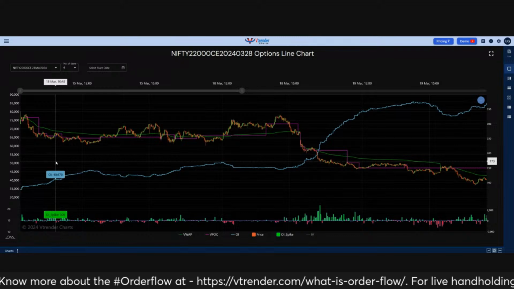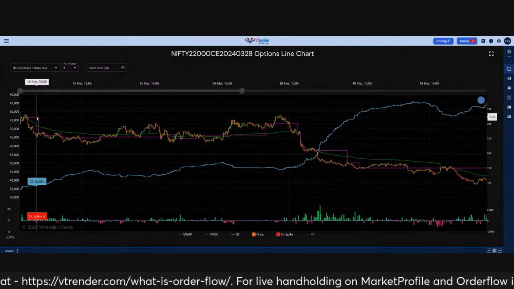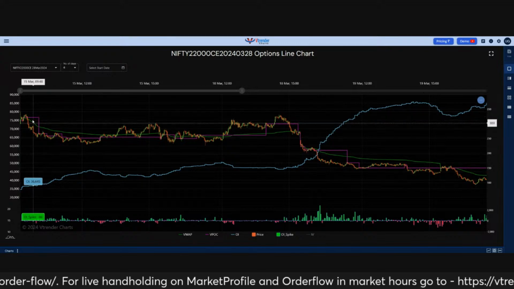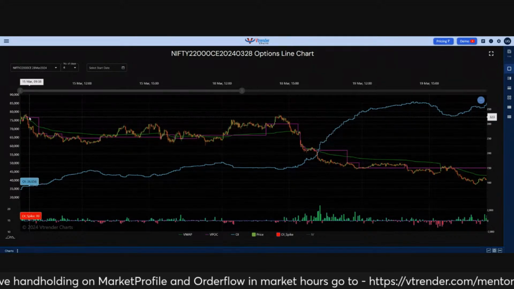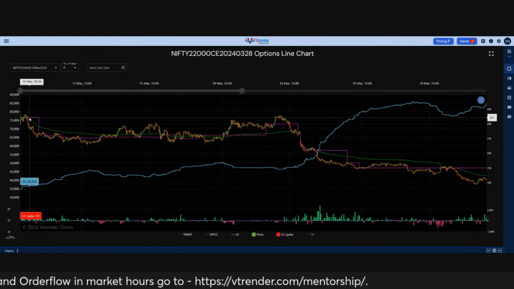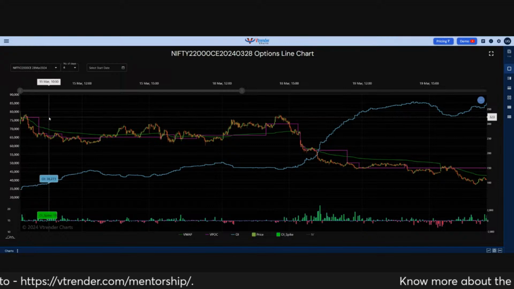So what happens in option charts is we look at the POCs of the last 6 sessions and see where the highest POC was. So here you can see right at the beginning, the POC of this 22,000 call was a 320 zone, which was the highest so far in this series in the last 6 days.